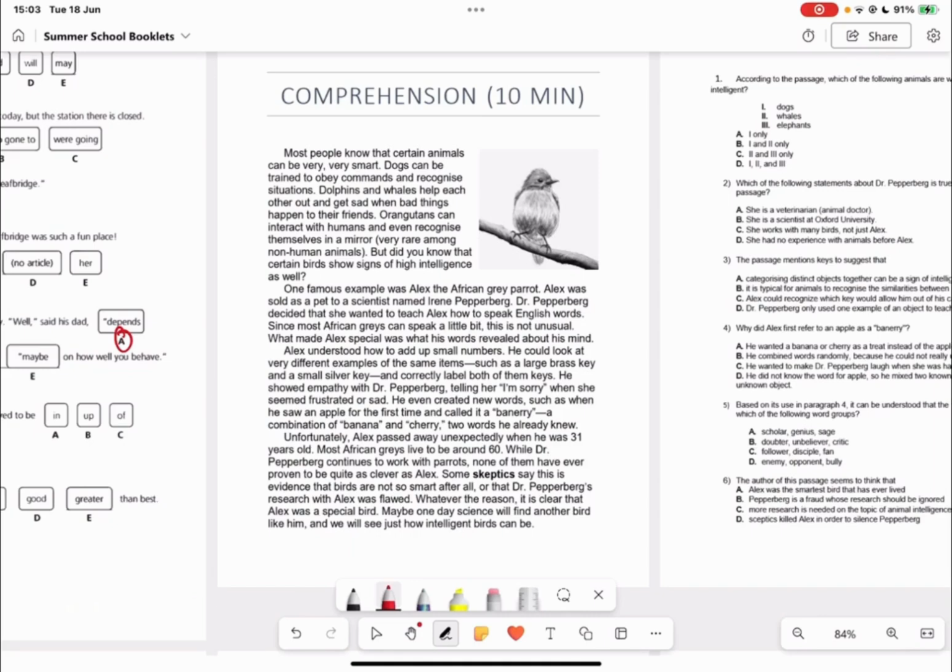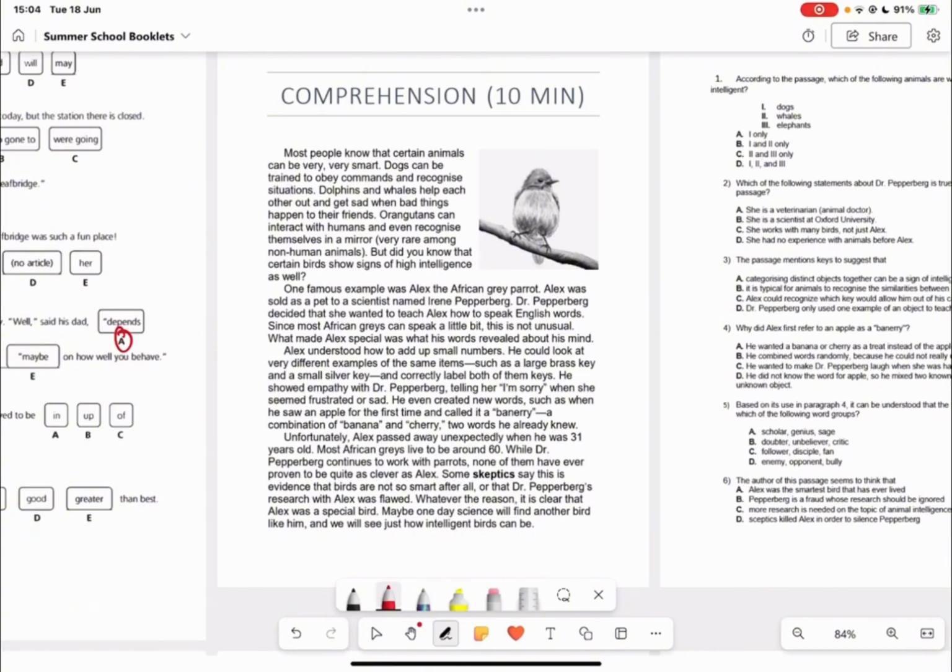One famous example was Alex the African grey parrot. Alex was sold as a pet to a scientist named Irene Pepperberg. Dr. Pepperberg decided that she wanted to teach Alex how to speak English words. Since most African greys can speak a little bit, this is not unusual. What made Alex special was what his words revealed about his mind.